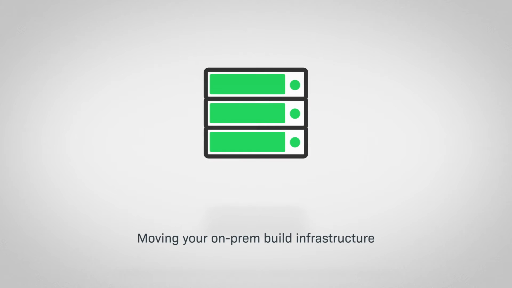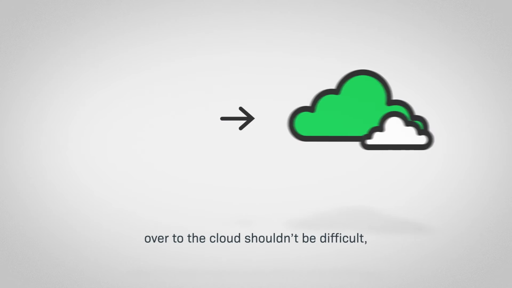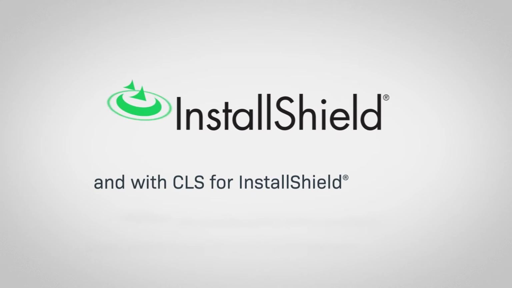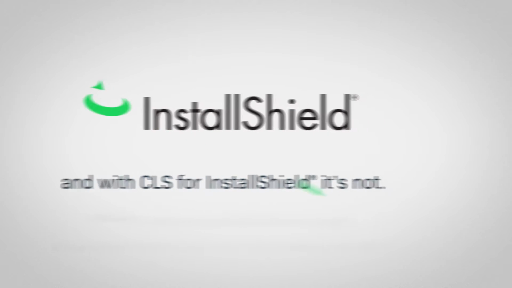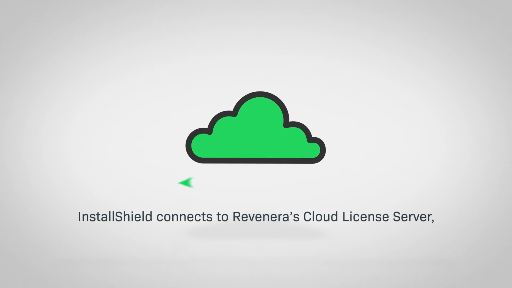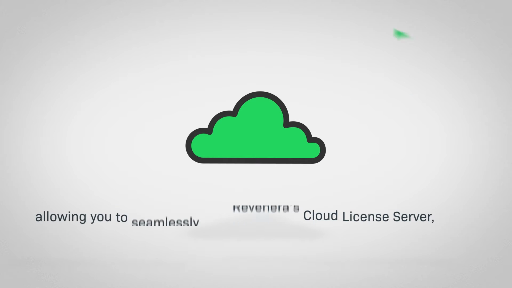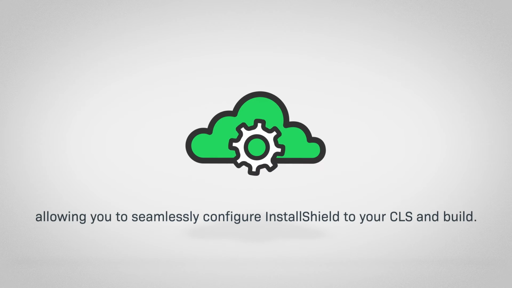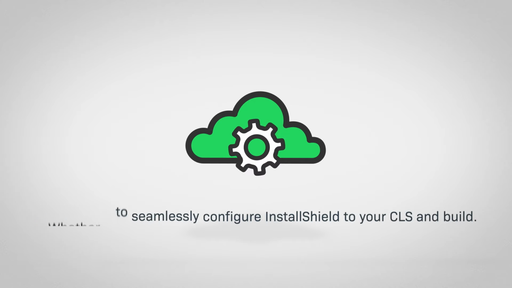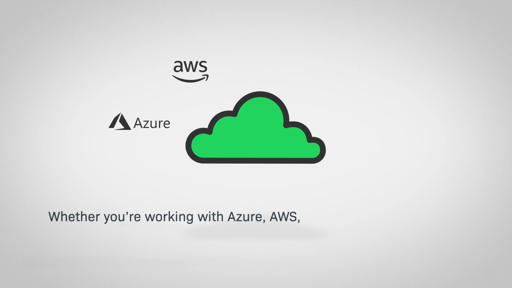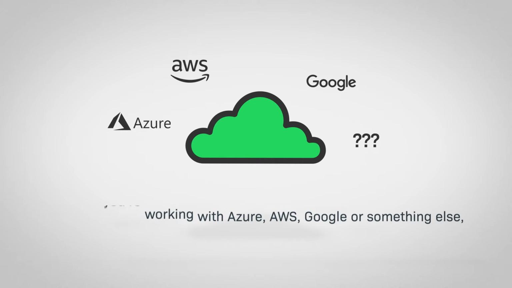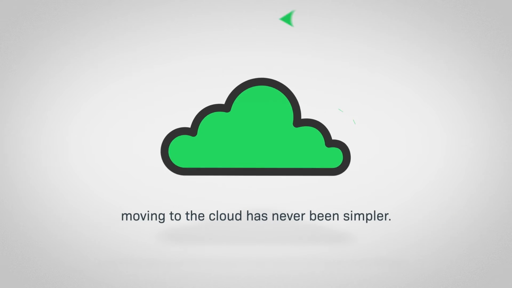Moving your on-prem build infrastructure over to the cloud shouldn't be difficult. And with CLS for InstallShield, it's not. InstallShield connects to Revenera's cloud license server, allowing you to seamlessly configure InstallShield to your CLS and build. Whether you're working with Azure, AWS, Google, or something else, moving to the cloud has never been simpler.